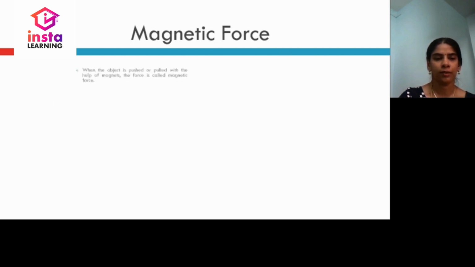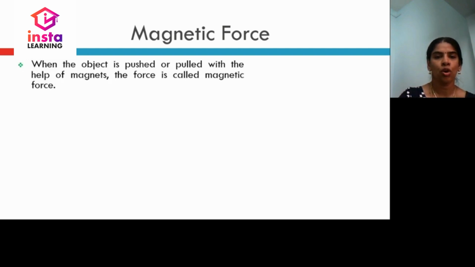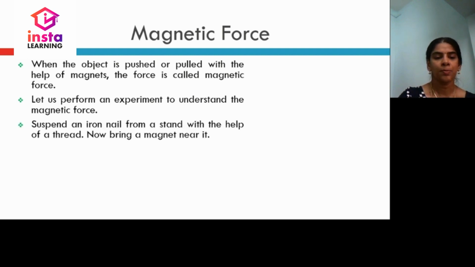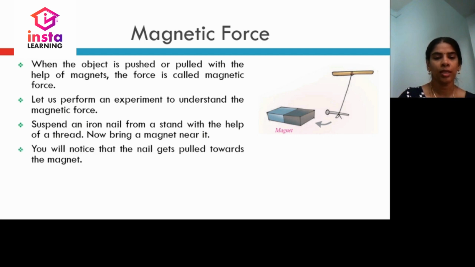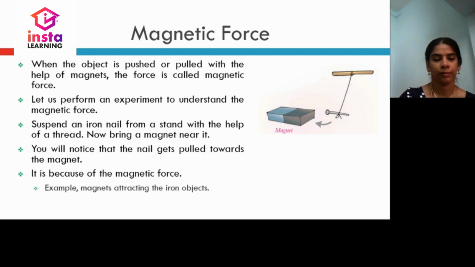Magnetic force. When the object is pushed or pulled with the help of magnet, the force is called magnetic force. Let us perform an experiment to understand the magnetic force. Suspend an iron nail from a stand with the help of a thread. Now bring a magnet near it. You will notice that the nail gets pulled towards the magnet. This is due to magnetic force. Example, magnets attracting the iron objects.